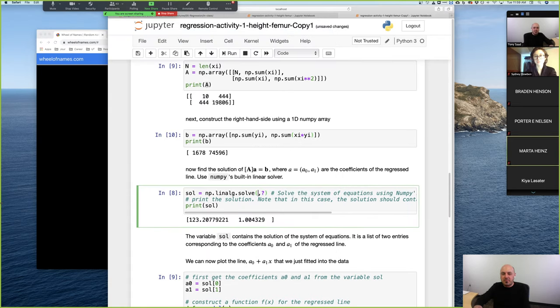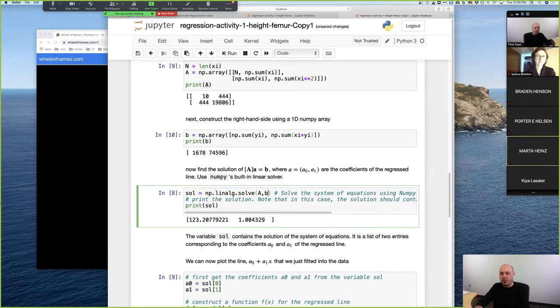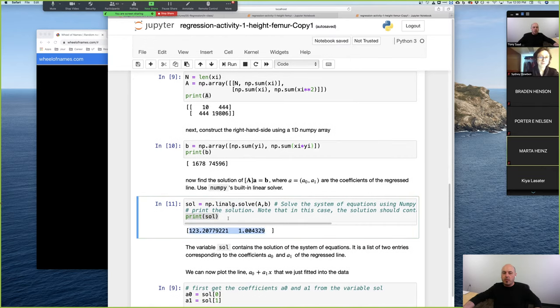So I just put A and B. Great, yeah. linalg.solve, exactly, because linalg.solve takes a coefficient matrix in the first argument and a right-hand side in the next argument. Okay, now we did the solution. We put it in the variable sol, and then we print them. So Maxwell, what are these two numbers? What do they correspond to?